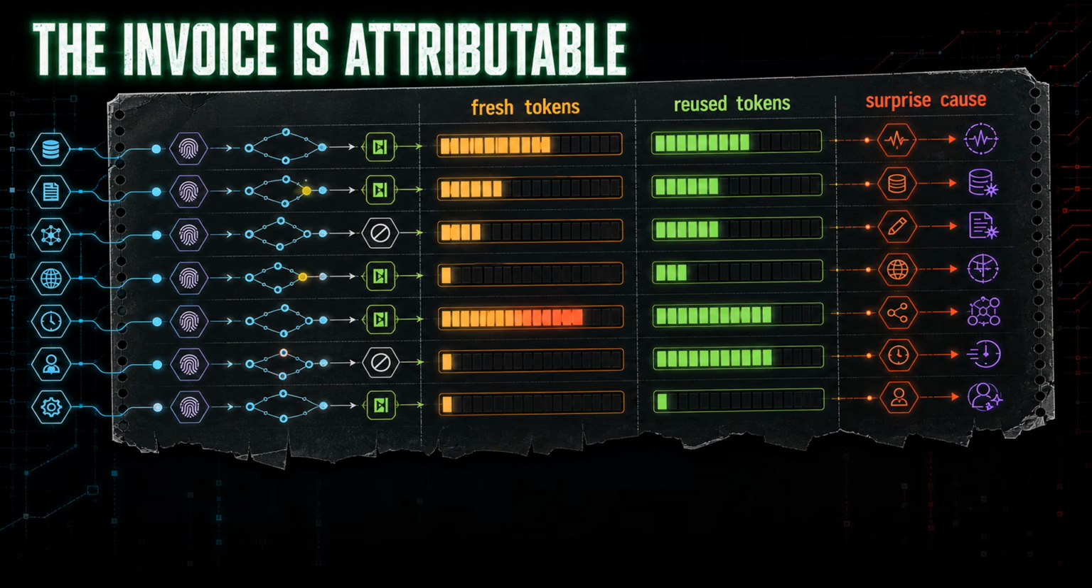From those receipts, the cost rollup is just the receipts read as an invoice. It itemizes fresh tokens, what each surprise actually cost. And the reused tokens, the spend you avoided on every skip.